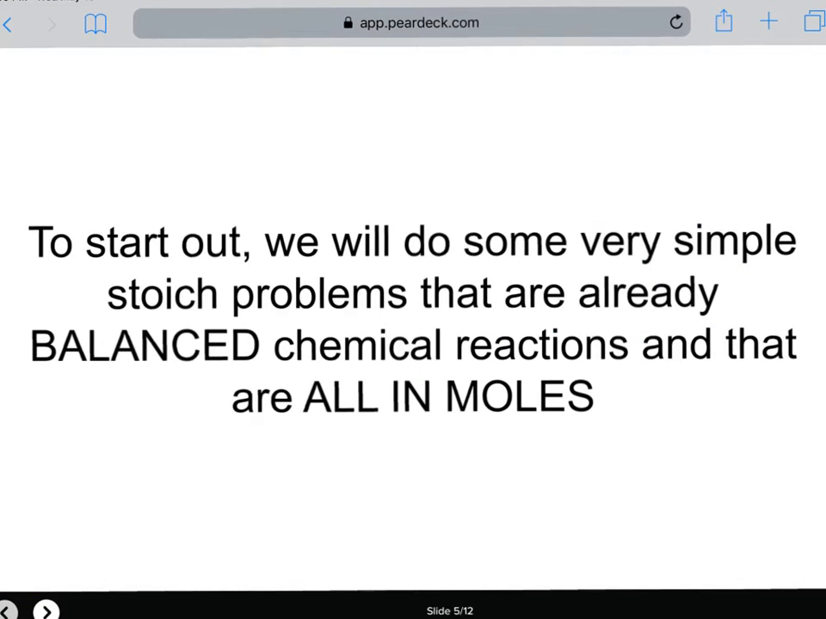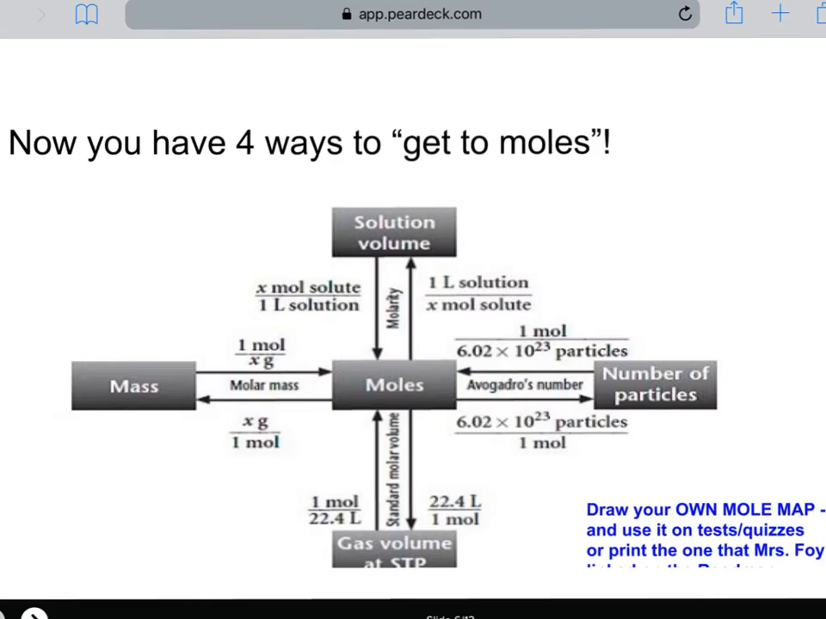So we're going to start out doing some very simple Stoich problems, and these are simple because the chemical equation is already balanced and everything is already in moles. So that's going to make it nice and simple for us just to start. So remember, if things weren't in moles, you would have 4 different ways to get to moles. And you know about all of these different ways. The only way that is new to you is this conversion.